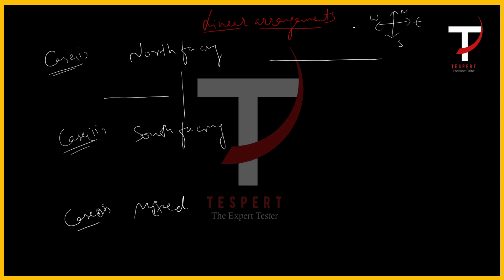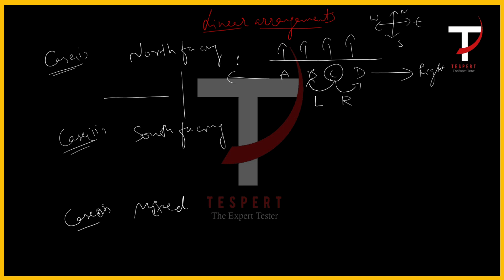So all are facing north. This is A, this is B, this is C and D. Who is immediate right of C? It's D. D is the immediate right of C. And who is immediate left of C? B is to the immediate left of C. So in north facing, the right side is this one, and the left side is in this direction.